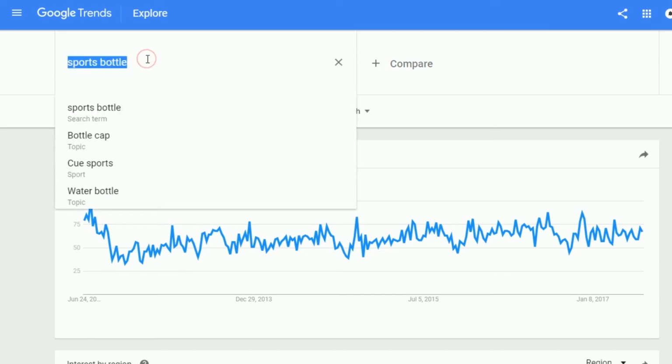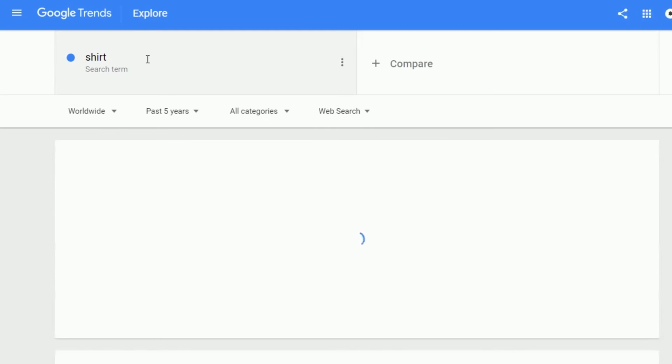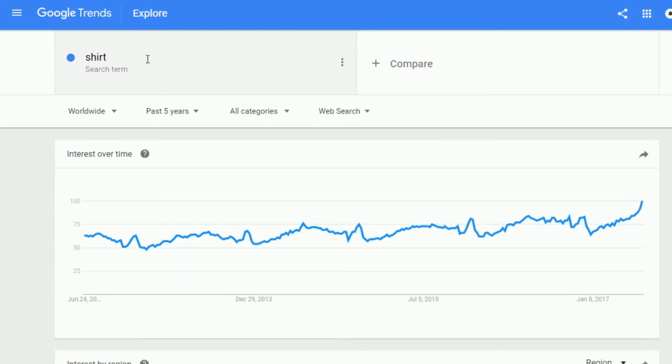So let's search for shirt. Okay, basic generic item. Let's say I wanted to get into the shirt business. Let's see what we have. First of all, we'll see that interest right now is again higher than the previous 5 months. So maybe this is a lucrative area for some of you people out there. It is also a little bit seasonal.